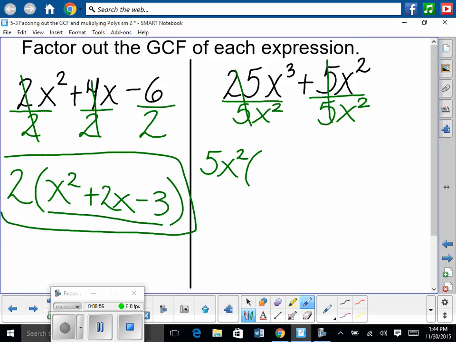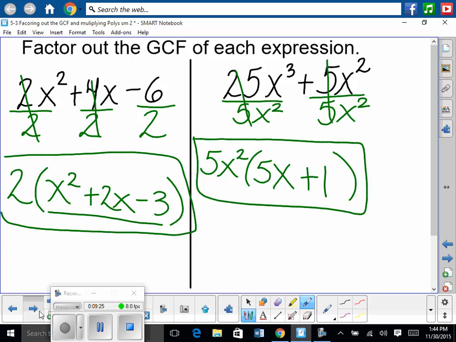Okay. So let's divide by 5x squared. So that's still 5. What's x cubed divided by x squared? X to the first, so x. Very good. What's 5x squared divided by 5x squared? It doesn't go away. What is it? 1. So plus 1, right? And we're done. Now look, isn't that better? There wasn't anything left inside that was the same. Does that make sense, everybody? Okay, very good.